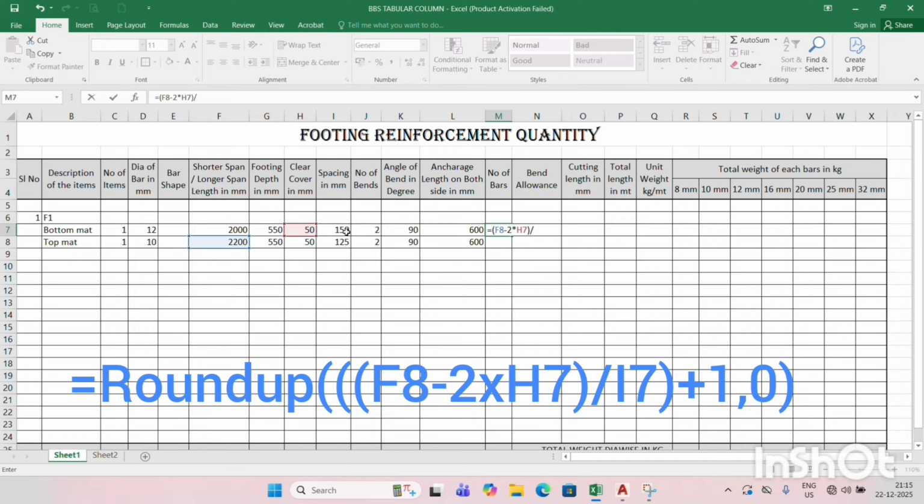and divided by spacing. What is the spacing for this reinforcement? 150 mm, plus 1. This is the total number of rods in the shorter span. If any decimal comes here, we need to put round off. I will show you how to put that.